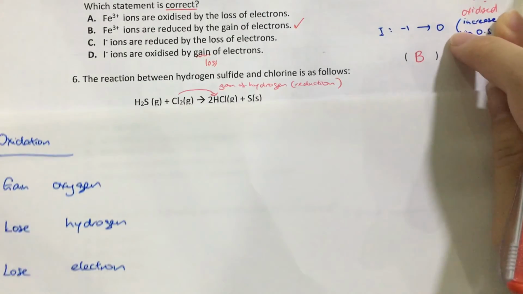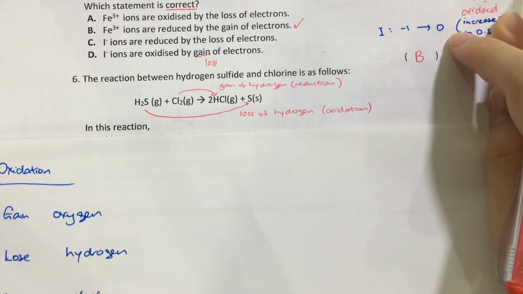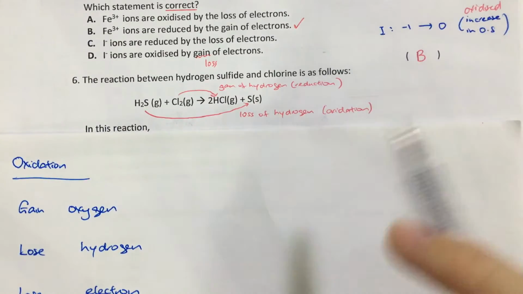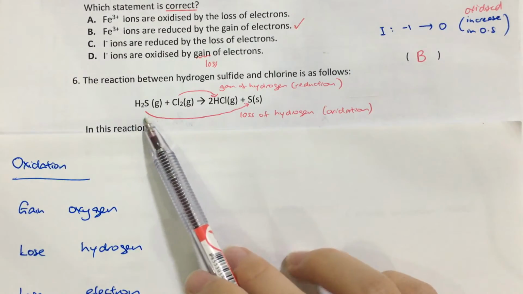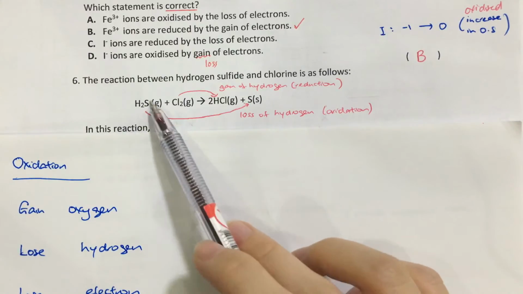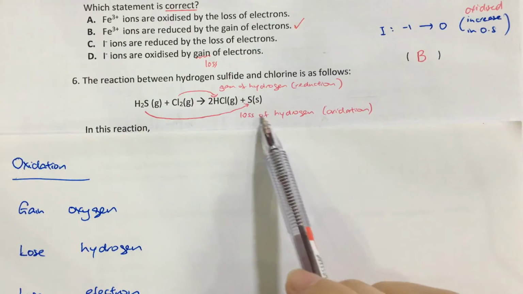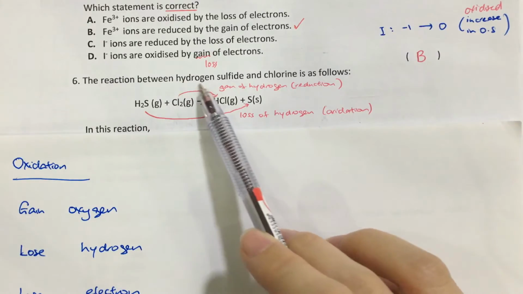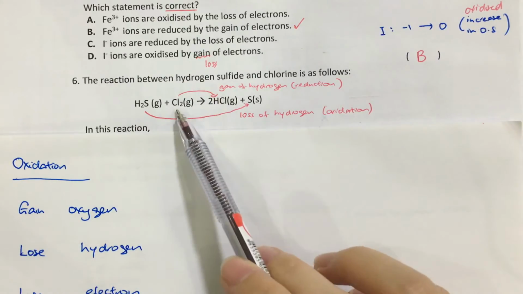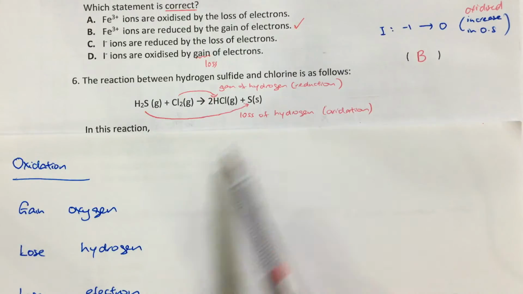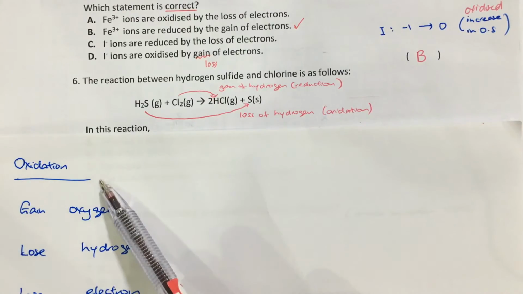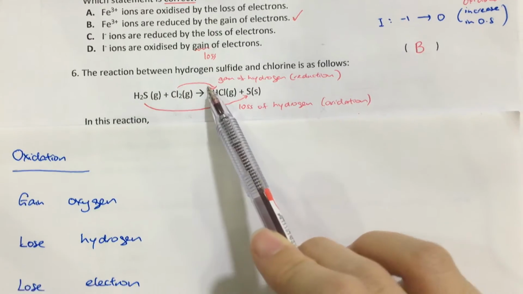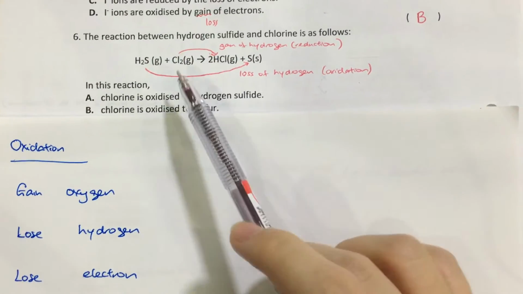Okay, next one, they give us a reaction and they give you many statements. So let's look at the reaction first and see if we can tell what happened. So hydrogen sulfide has lost hydrogen, so this is oxidation. Chlorine has gained hydrogen, so this is reduction. So loss of hydrogen is always oxidation. So we know what has been oxidized, we know what has been reduced. Now let's look at the statements.